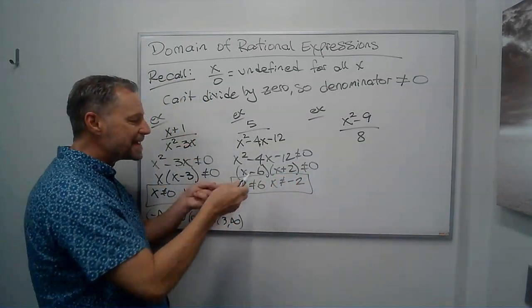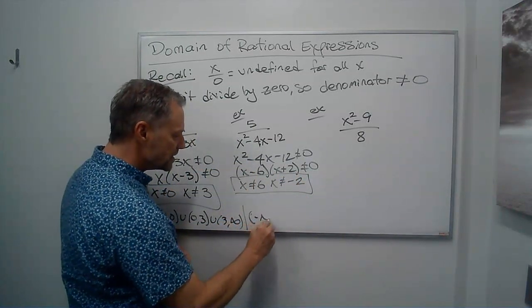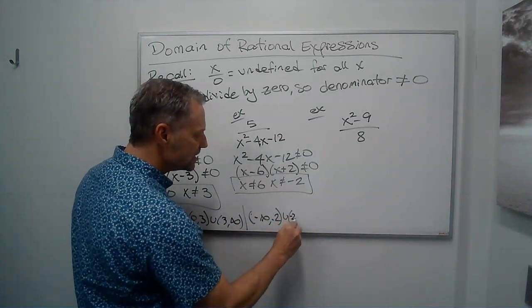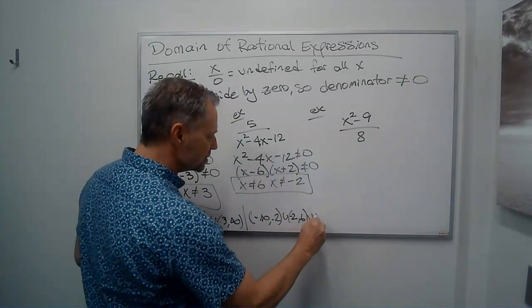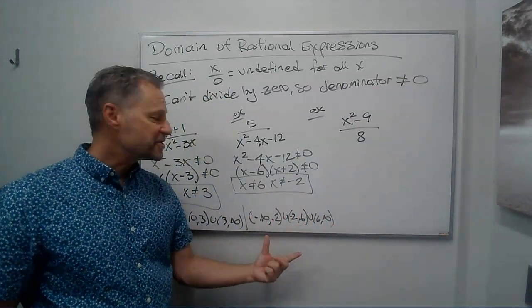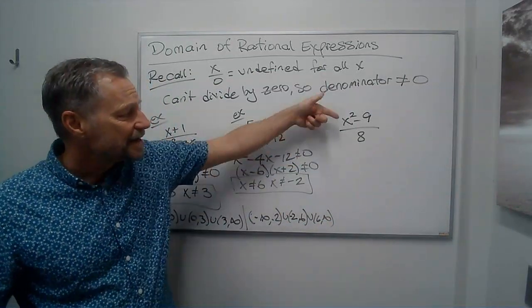If I write the domain, it's the number line taking those out. So in this case, I'd go negative infinity to negative 2, union negative 2 to 6, union 6 to infinity. All right, again, that'd be the domain. Those are the restrictions. Lastly, we have this one.